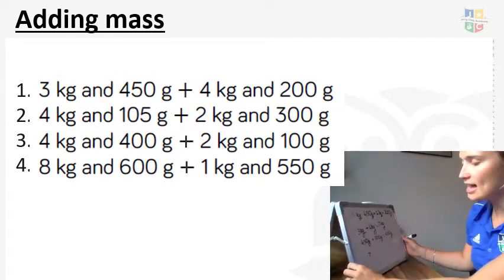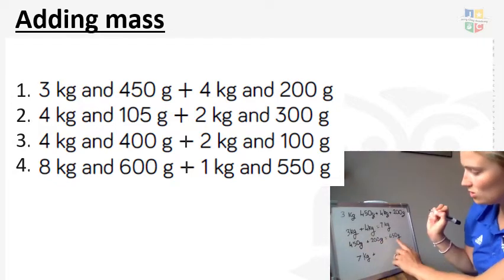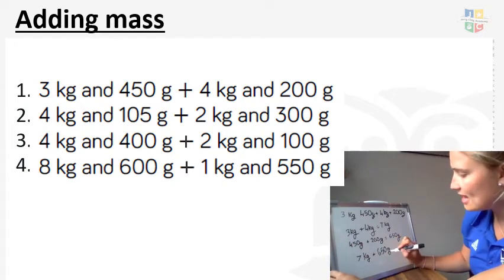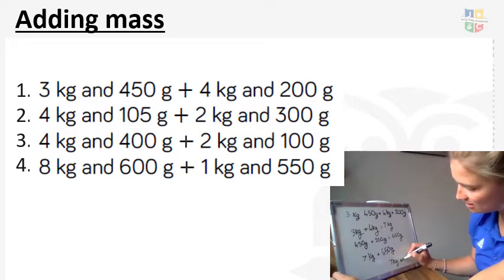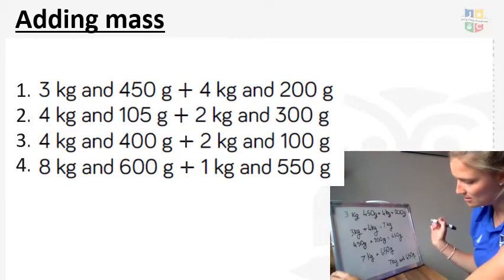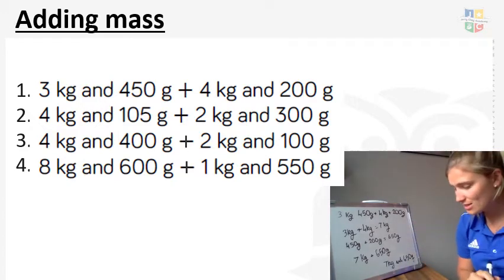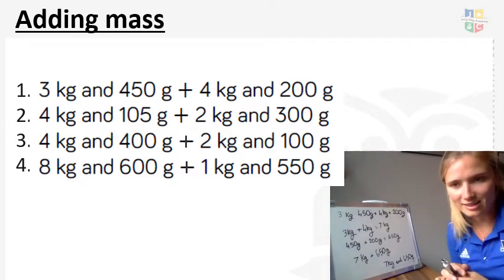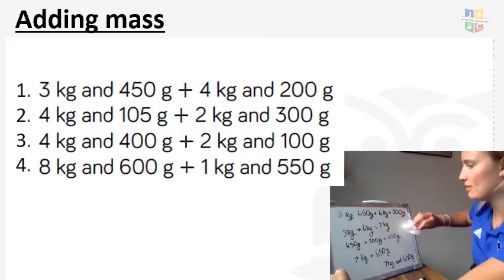So then if I add my 7 kilograms to my 650 grams, I will find the answer will be 7 kilograms and 650 grams. Alternatively, we could have said that that would be 7,650 grams or 7.65 kilograms. So that's one method. I'm going to show you a different method now.